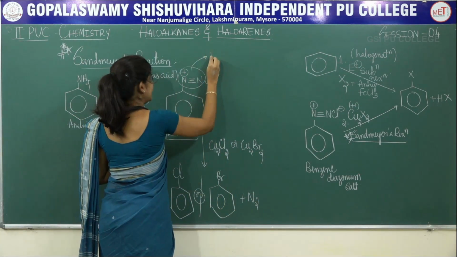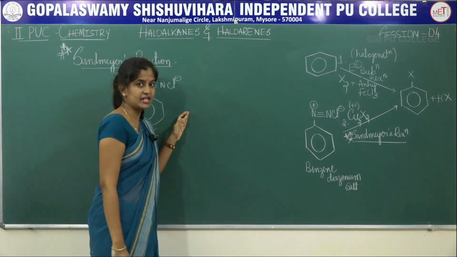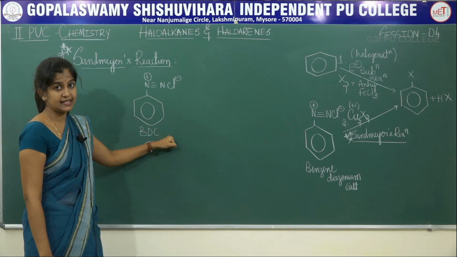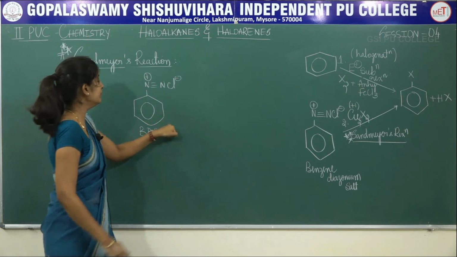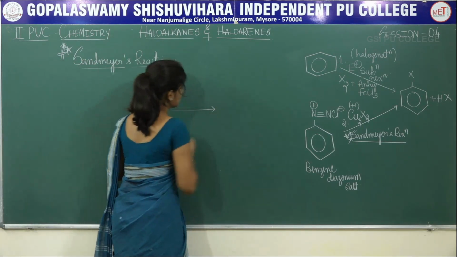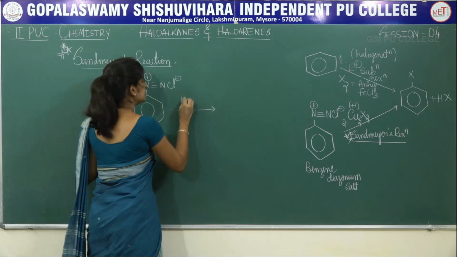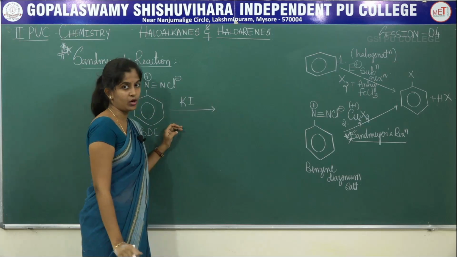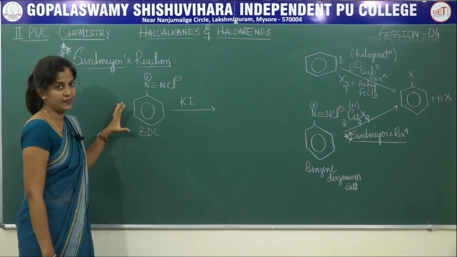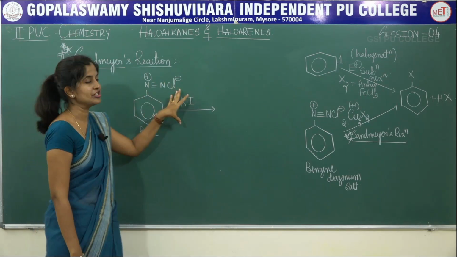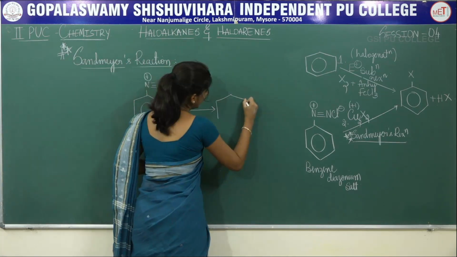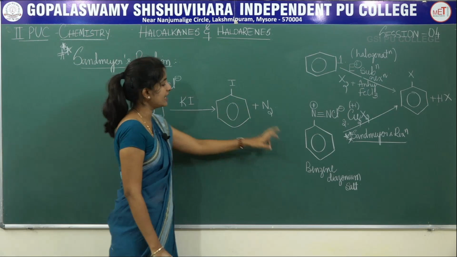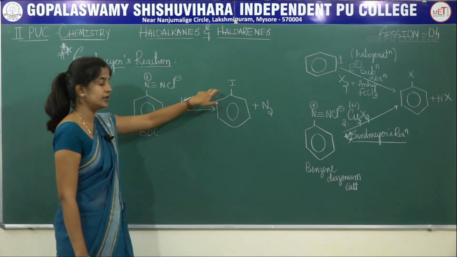This will be eliminated as nitrogen. There is another reaction wherein iodobenzene can be prepared by this method, from BDC, that is benzene diazonium chloride, wherein you react this benzene diazonium chloride with just potassium iodide, not your copper salts. You do not require any copper salt. Shake this benzene diazonium chloride with potassium iodide. It gives you iodobenzene as the product. It is also one of the methods wherein benzene diazonium chloride can be converted into iodobenzene.